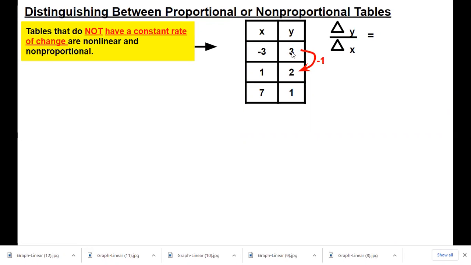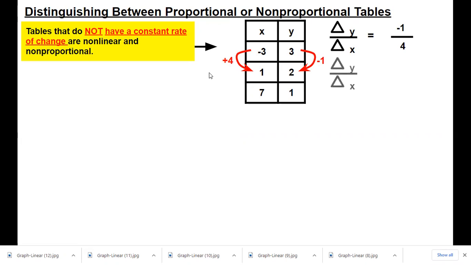So the change in y here goes from 3 to 2. It's going down 1, so negative 1. The change in x here is going from negative 3 to 1. That's a change of 4 units. So negative 1 is your change in y. 4 is your change in x.